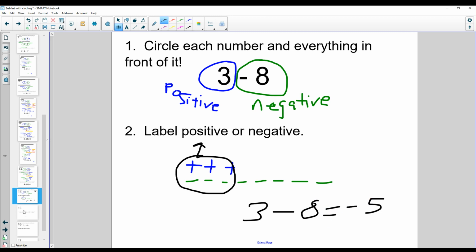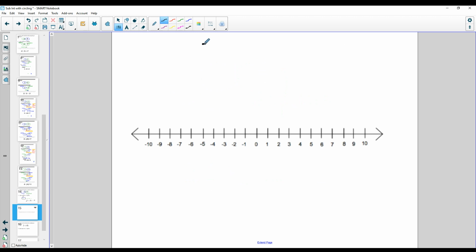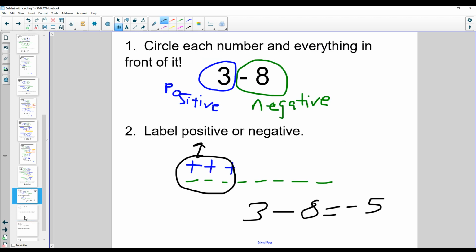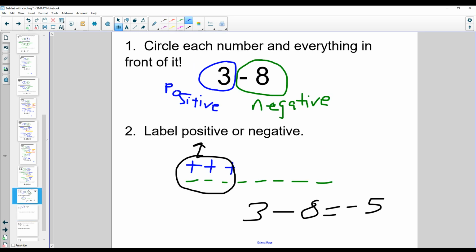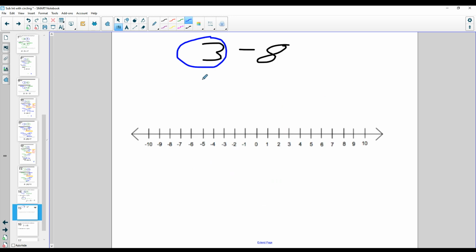Some of you may prefer it using a number line. So let's do that same question over again. 3 minus 8. So the first thing I do is I circle each number and everything in front of it. So I circle the 3, and then this is 8, circle everything in front of it, -8. This is positive, and -8 is like -8, and that's negative.